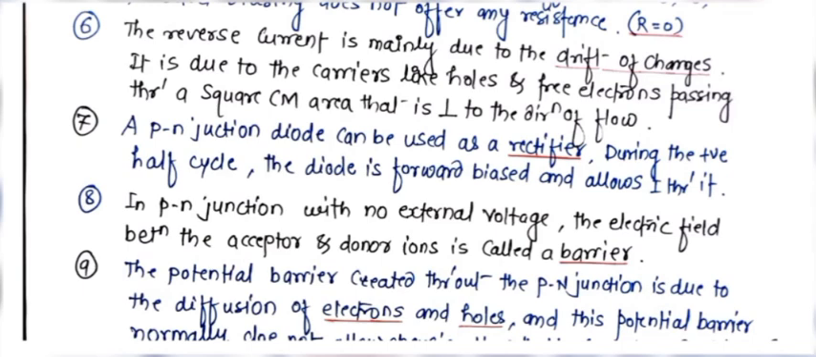A PN junction diode can be used as a rectifier. During the positive half cycle, the diode is forward biased and allows current through it.